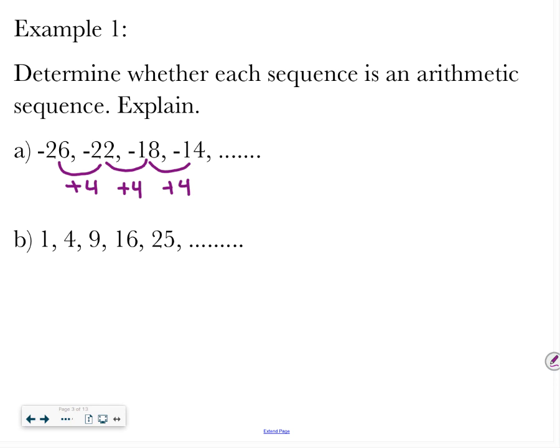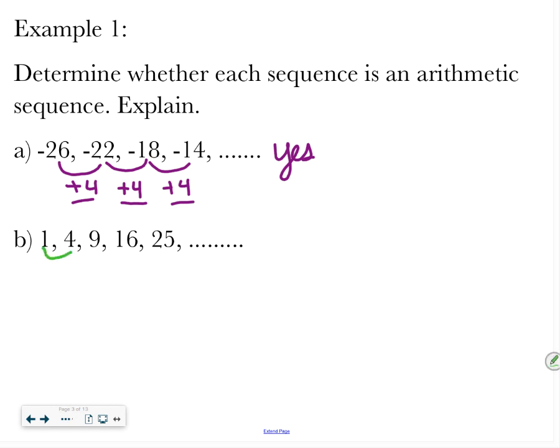I just said on the last slide that an arithmetic sequence is a sequence that has a constant change in terms, a common difference. Are all of these numbers the same that I just determined to be the distance between each? Yes, so we can say, yes, this is an arithmetic sequence, and they have a common difference. To save time, I'm not going to write that all out right now. But let's look at letter B.